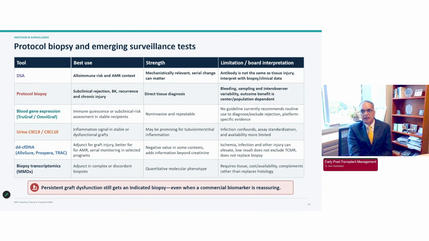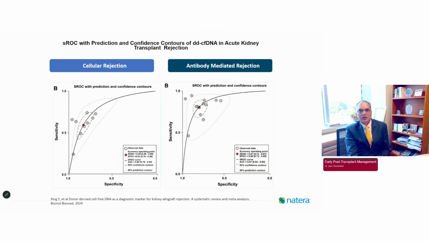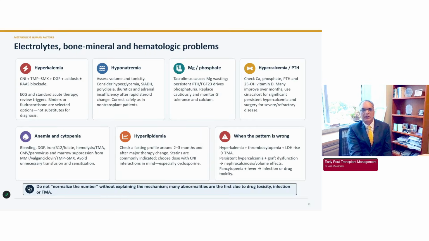Protocol biopsies, these are emerging surveillance tests. I will not go through those. Just to say that cell-free DNA is better at picking up antibody-mediated rejection than cellular rejection. But again, it is not a substitution for biopsy. Very quickly, something that is often overlooked is electrolyte, bone mineral, and hematological problems.